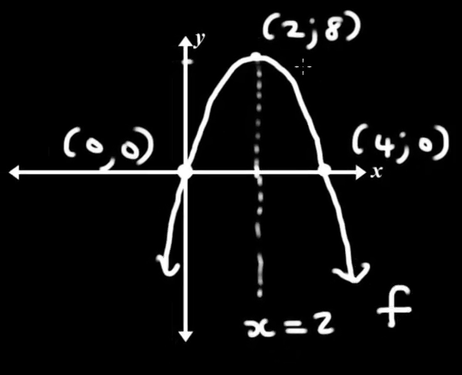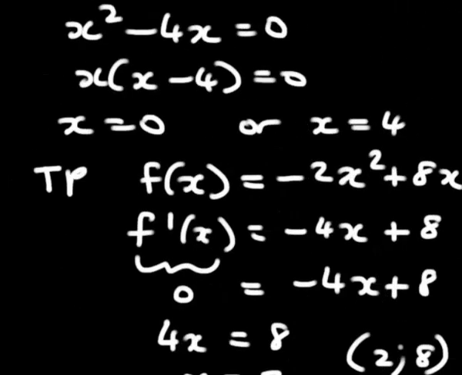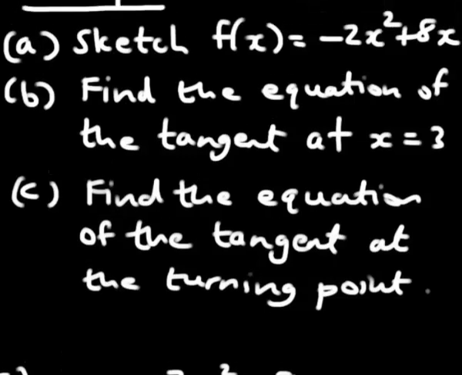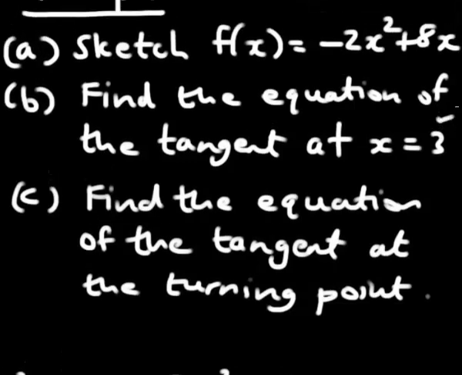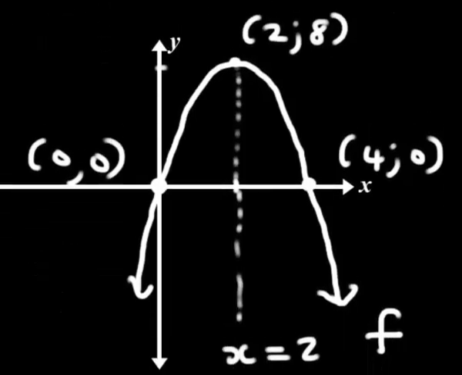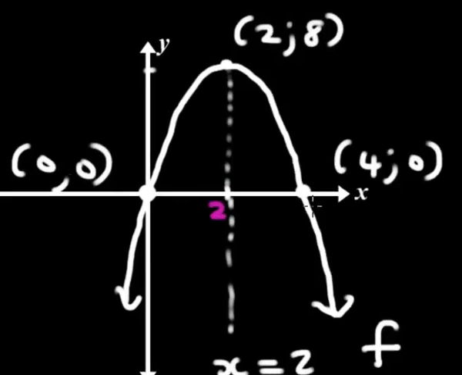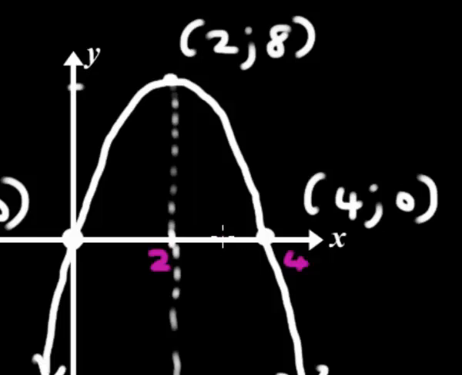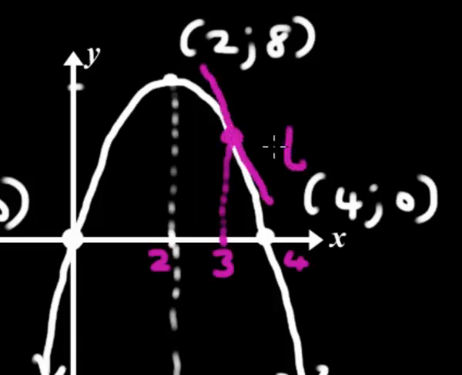Okay, great. Turning points, intercepts with the axes. Now the next question is, what is the equation of the tangent at x equals 3? Now, how do we do that? Well, let's draw a little tangent at x equals 3. I'm going to go to a different color. So this is 2 here, that's 4 there, so 3 is about there. Let's go up to the curve. That's x is 3. Put a dot there and draw a tangent, which is our tangent line.